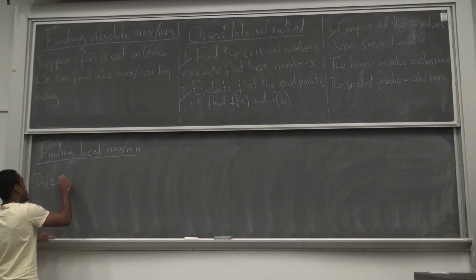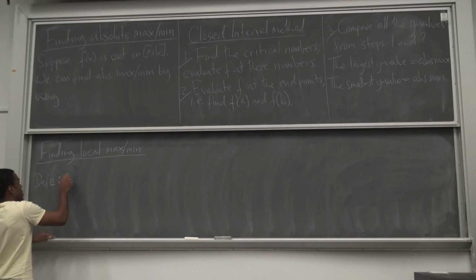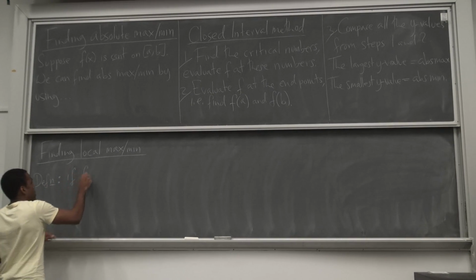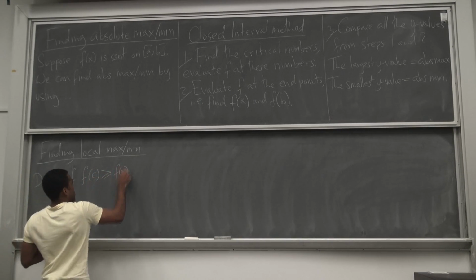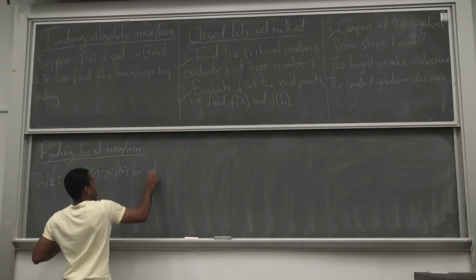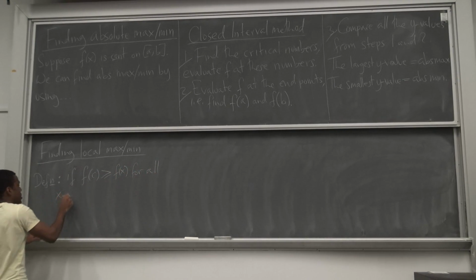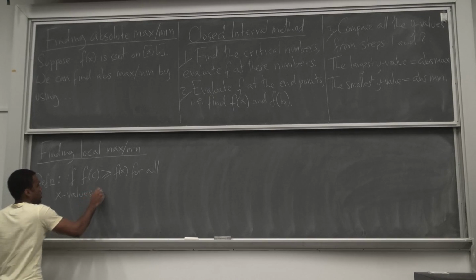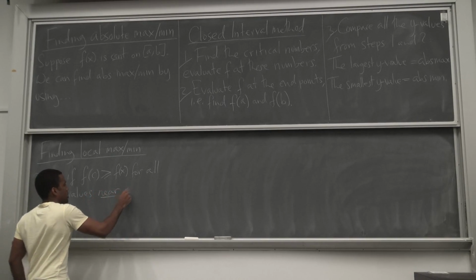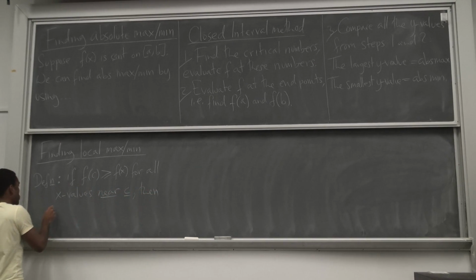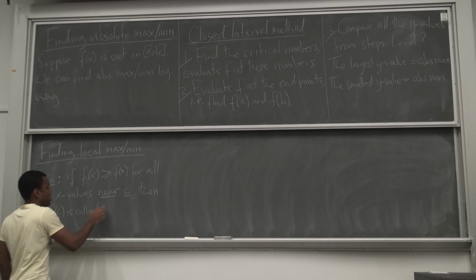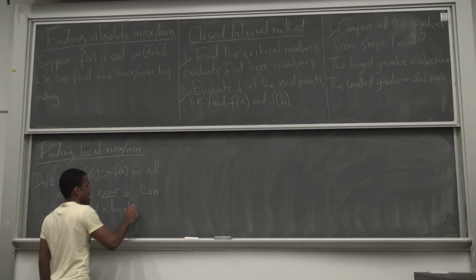So let's say if f of c is greater than the values near c, then f of c is called a local max.